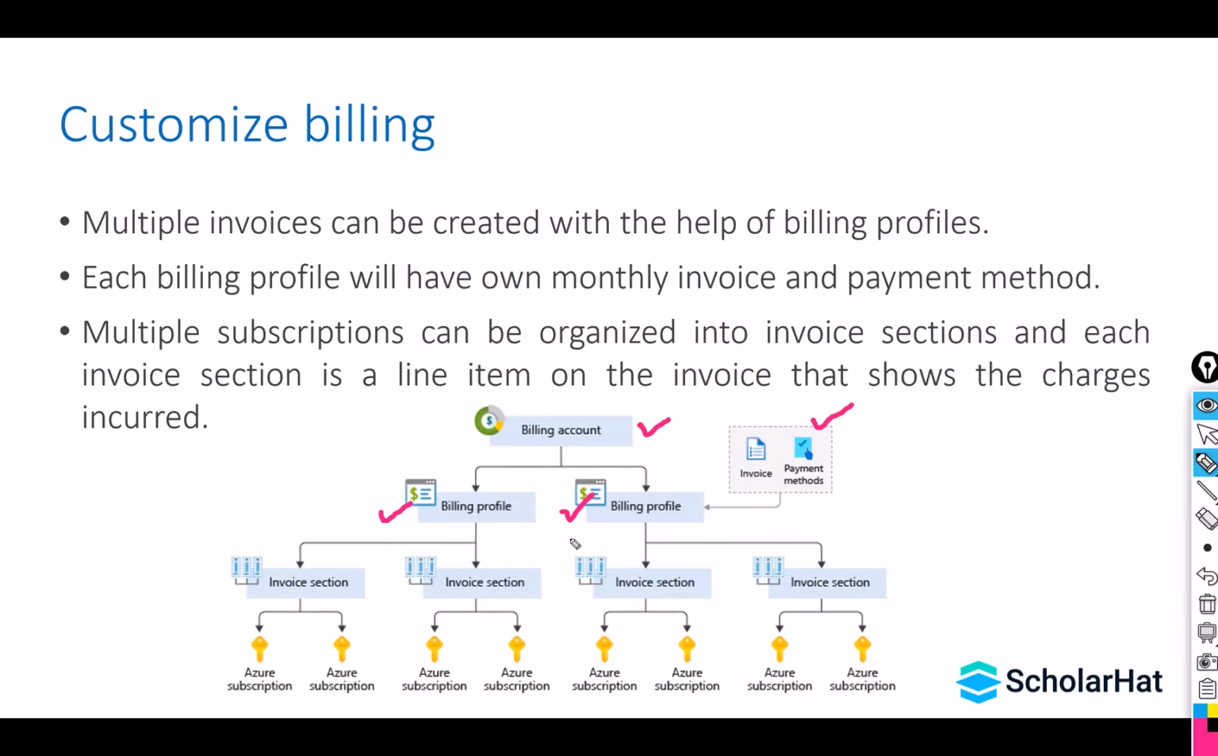Simple. Within the billing profile, you can mention how many subscriptions you are willing to include. More than one subscription can be included for generating the invoice. This is the way multiple subscriptions are used for managing invoices. So this is how billing can be customized as per requirement, so that we can pay subscription wise or project wise. It's up to you how you manage things.